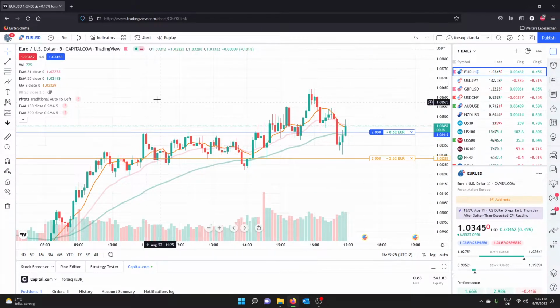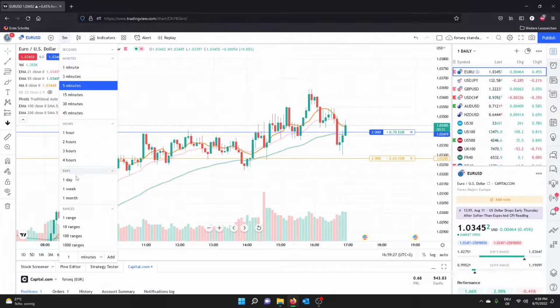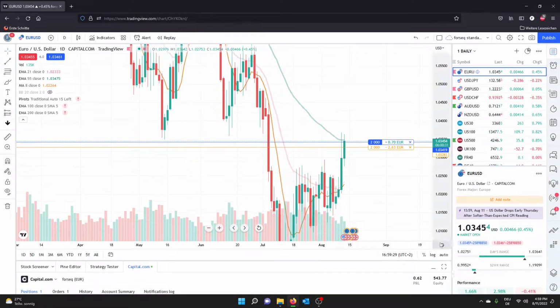So this is Euro US dollar. We will let this trade a little time to breathe.